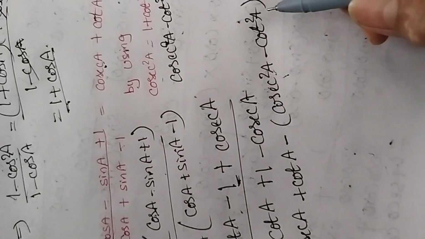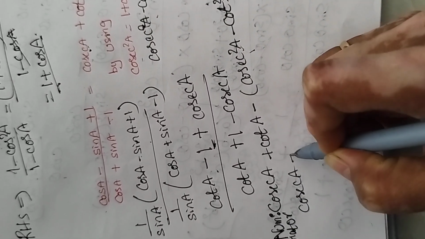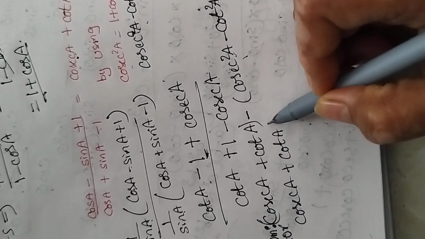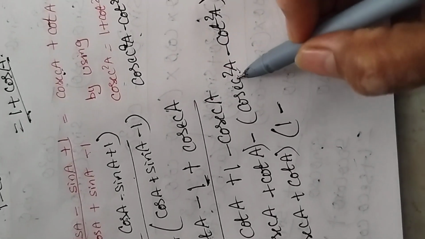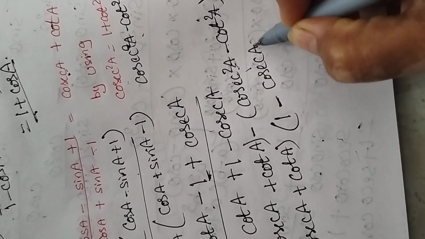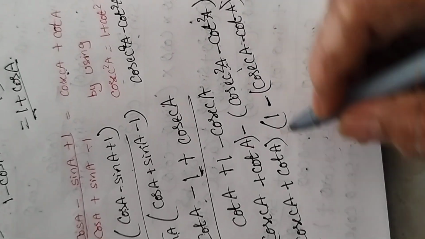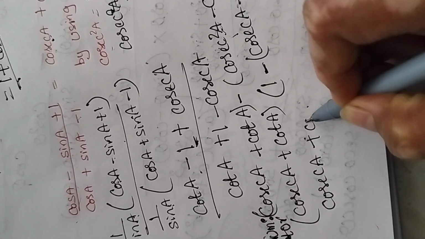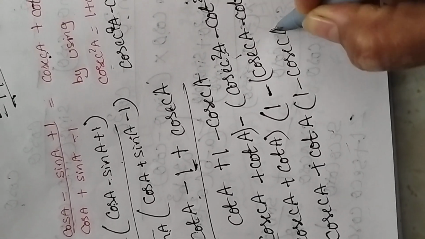This is a square minus b square, which means a plus b into a minus b. So cosecant a plus cot a I am taking common from this. This term I took outside, so 1 will be remaining. A plus b into a minus b means a minus b will be remaining: cosecant a minus cot a. Next, minus into minus gives plus, so you will get cosecant a plus cot a. So 1 minus cosecant a plus cot a.